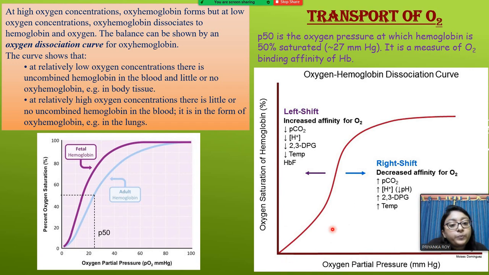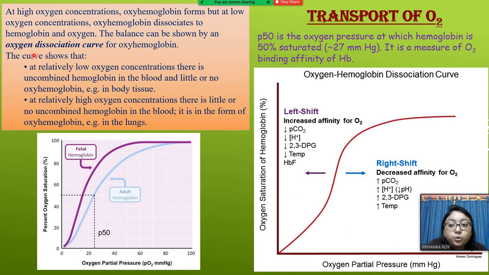As you can see, if the curve is right shifted, it means that at low oxygen partial pressure, the hemoglobin percentage of oxygen saturation will be lower. That means it will have decreased affinity for O2. And when the curve is left shifted, there is an increased affinity for O2, which means that even at lower oxygen partial pressure, the saturation of hemoglobin will be higher. So this is the basic concept behind left shift and right shift.